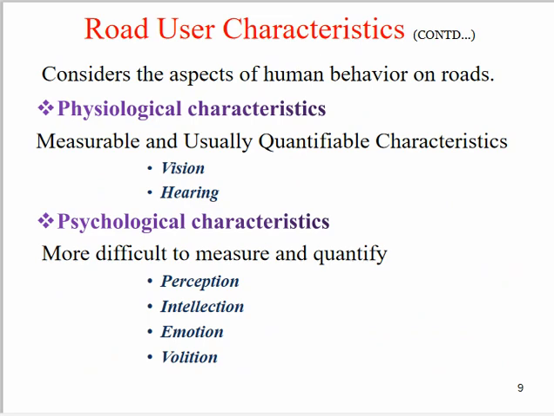So the first is the road user characteristics. Now, considering the various aspects of human behavior while he is traveling on the road, there are various road user characteristics which one has to study. The first one is the physical characteristics, which are measurable and usually quantifiable, in regards with the vision and hearing capacity of the person who is using the road. Second is the psychological characteristics, a bit complex and difficult to measure and quantify because they relate to the perception, intellection, emotion and volition of the person or the driver while he is traveling on the road.